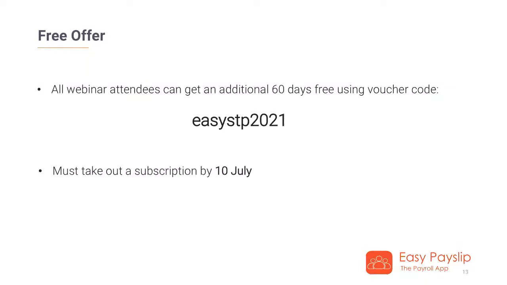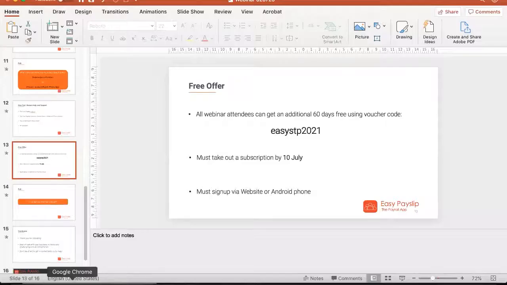I'll just show you how to do that. Just before I show you, very important: you can only take advantage of the free offer by signing up on the website or an Android phone. So if you are an iPhone user, you just need to jump onto a PC or Mac, log into your account from our website and take out the subscription, and then you'll still be able to access it from your iPhone. You just can't take out the initial subscription on your iPhone. So I'll show you how to do that now.